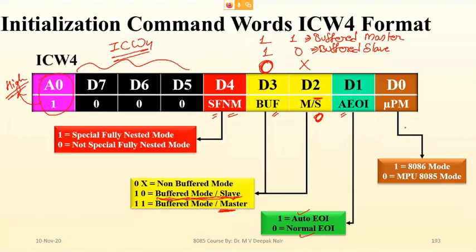D0 of ICW4 will tell you whether you are using 8086 or 8085. If it is 1, we are using 8086. If it is 0, we are using 8085. So in ICW4, the first 3 bits D7 to D5 will identify it as ICW4, because the first 3 bits will always be 0. Fully nested or not, buffered or not, master or slave, automatic end of interrupt or not, microprocessor 8086 or 8085: this is the information that we can collect from ICW4.